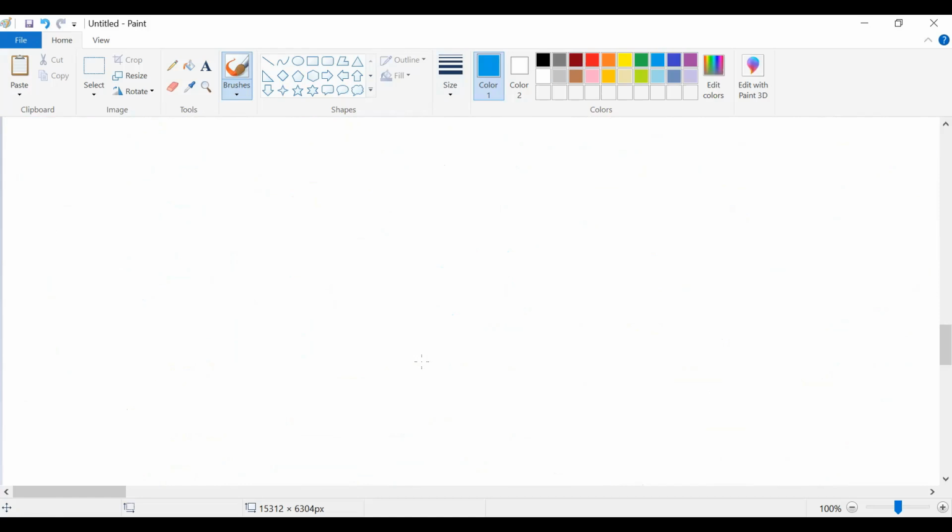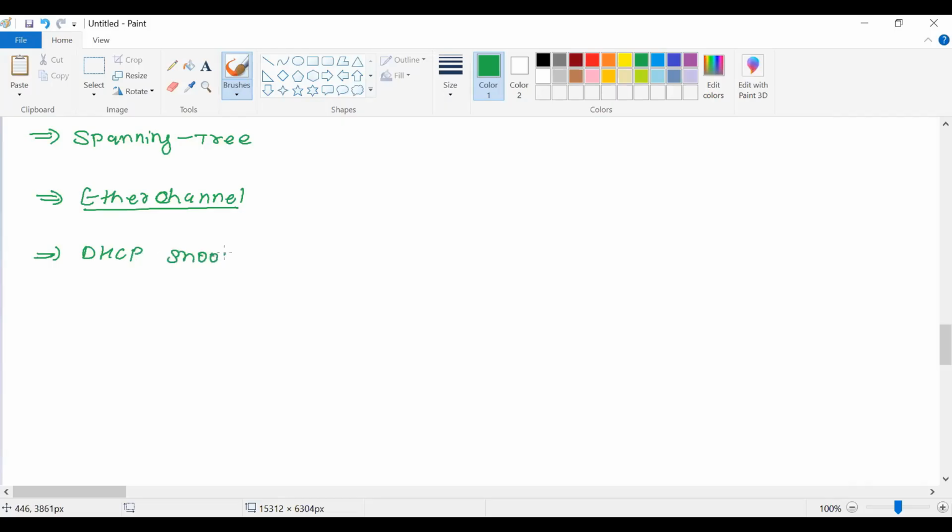So in switching, you'll see tasks related to spanning tree. You must have an understanding of spanning tree. You'll see tasks related to EtherChannel, tasks related to DHCP snooping, and SVI, switch virtual interface.